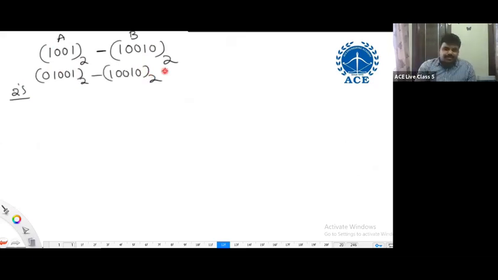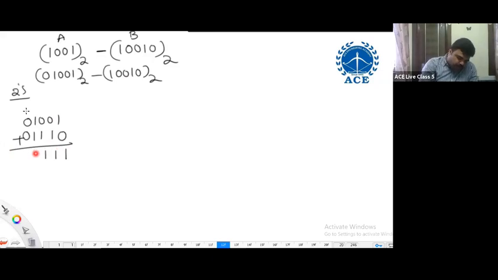Making equal number of bits. Then 2's complement method: A, 0, 1, 0, 0, 1, plus 2's complement of B. What is that here? 0, 1, and 1, 1, 0. Let me say here 1, 1, 1. 1 plus 1 is 0, 1 is carry. 1 plus 0 plus 0 is 1.